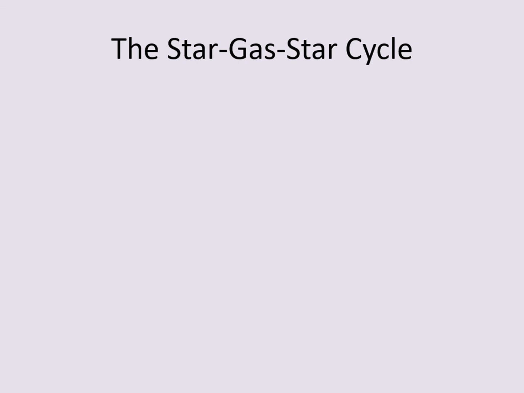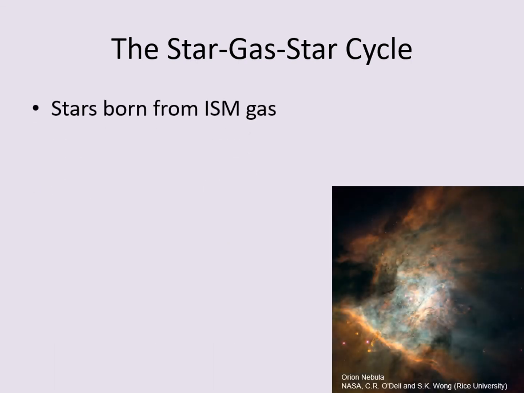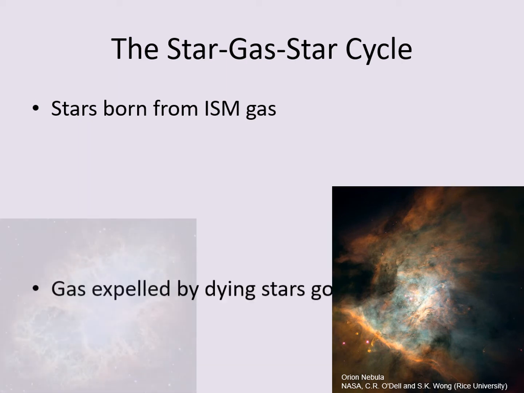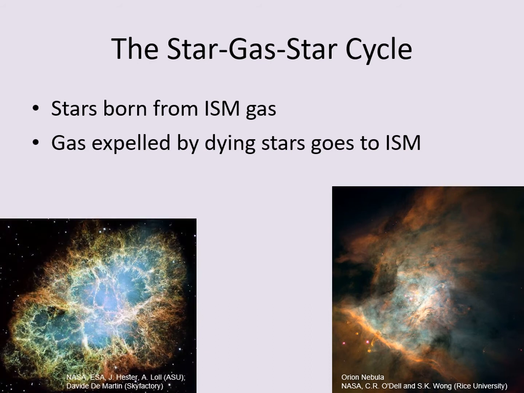In the last chapter, we looked at how stars form from the gas between the stars, the interstellar medium, and how when they die, they return much of their mass to the ISM. Now we can go back to this idea, but focus on the other side of the story. What happens to the gas while it's in the ISM?